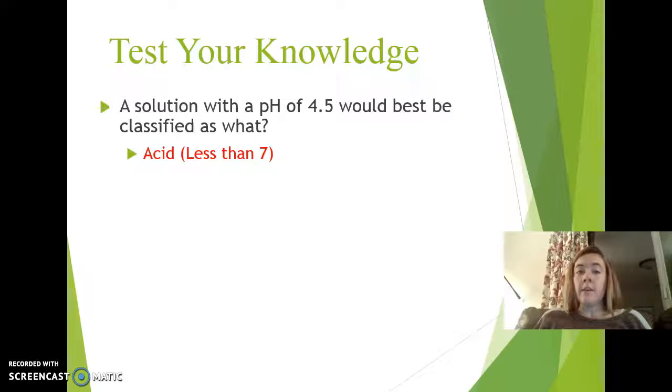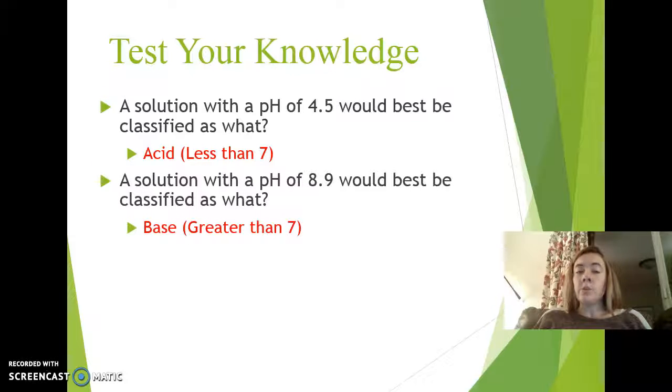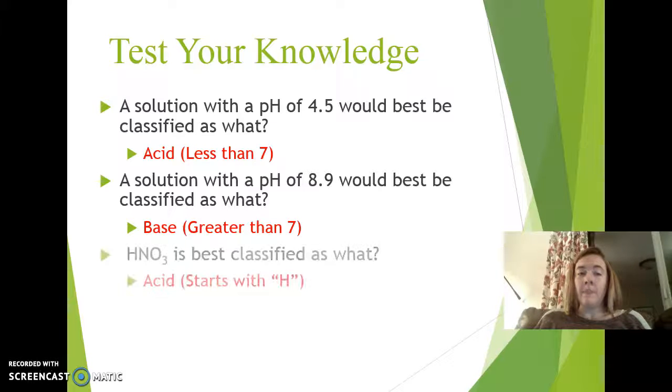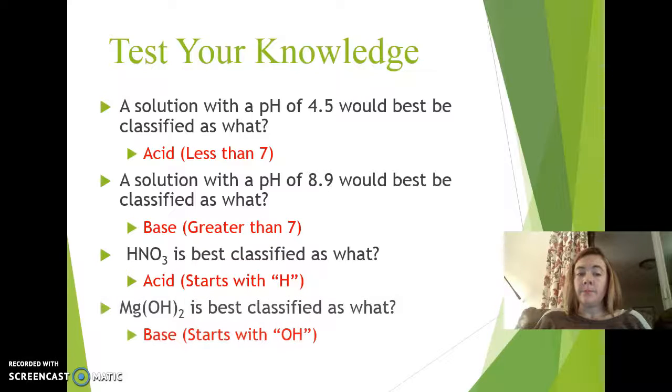You should have gotten that a pH of 4.5 would be an acid because it's below 7. A solution with a pH of 8.9 would best be classified as a base because its pH is above 7. HNO3 is best classified as an acid because it starts with an H. And Mg(OH)2 is best classified as a base because it ends with an OH.